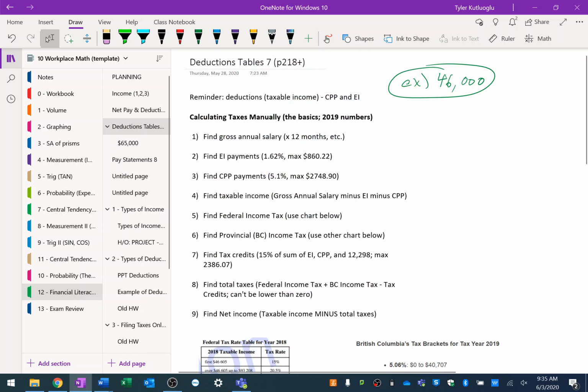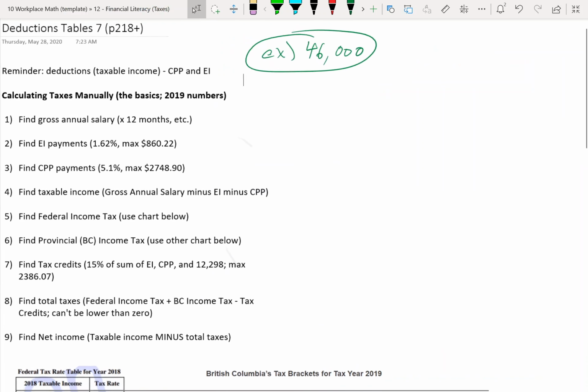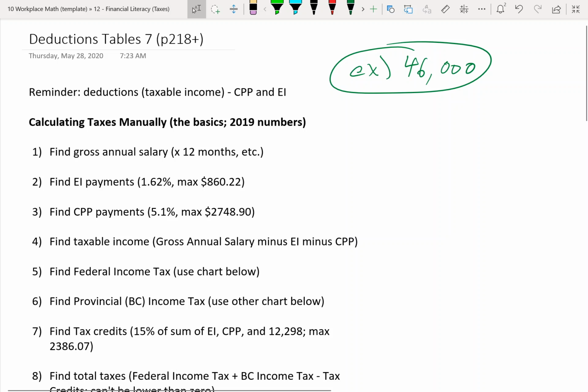All right. So last time we talked about net pay and deductions, and just a reminder, the idea is that you get a certain amount of money per year. Let's say you got paid $46,000 in total, okay? Decent salary. You lose a lot of that money to the government to pay for stuff like CPP and EI. So those are deductions. Today we're going to talk about how you can figure out how much of this 46,000 you actually get to take home and put in your wallet, okay?